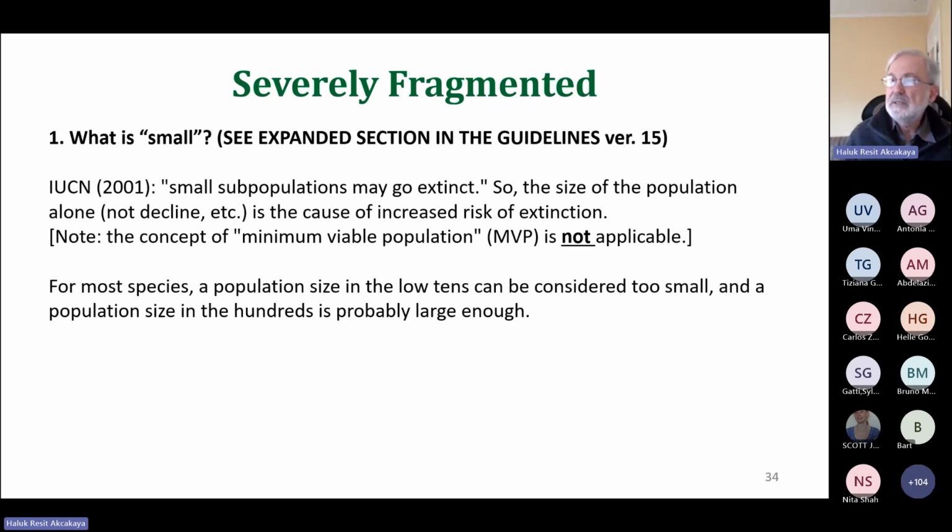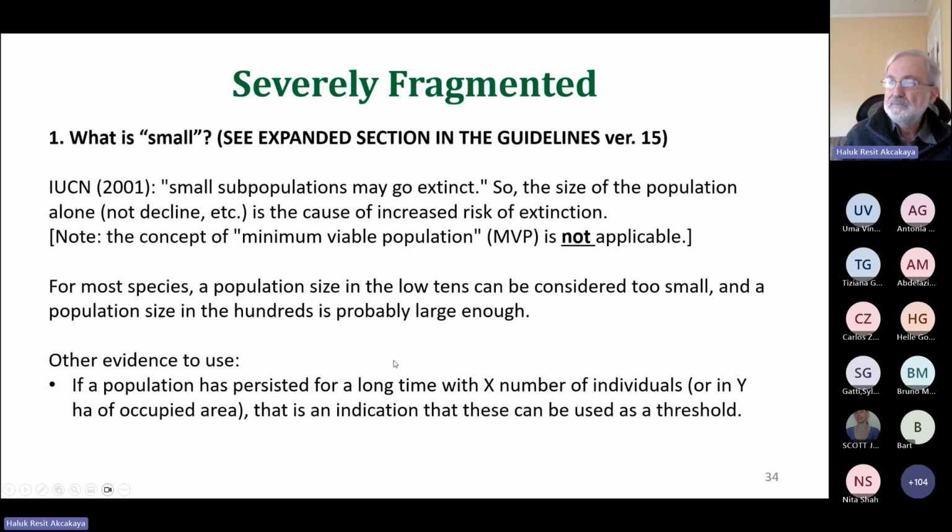I will not go into the details, but some people have asked if the concept of minimum viable population is applicable here. It is not applicable. But in general, for most species, a population size in the low tens should be considered too small, in other words, not viable. And a population size in the hundreds is probably large enough and should be considered viable. So it is between those two that you should consider whether the population is viable or not.